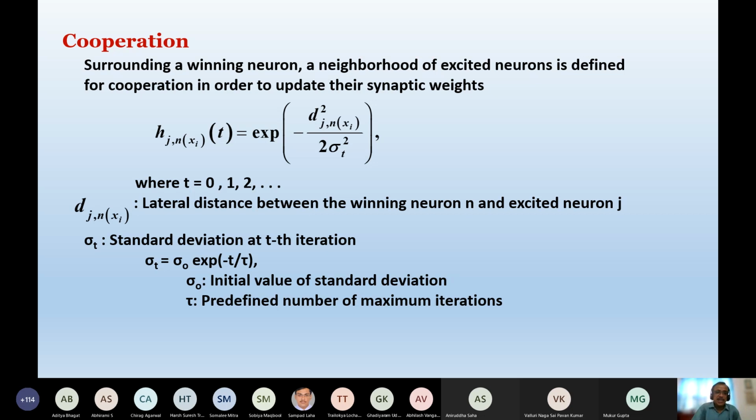Now, as t increases, what will happen? Sigma t is going to be reduced. You can see that because this is sigma naught divided by exponential of t divided by tau. If t increases, what will happen to the exponential value? It is going to increase because tau is kept constant. And if this exponential term increases, what will happen to sigma t? It is going to be reduced. So with the number of iterations, sigma t is going to be reduced.